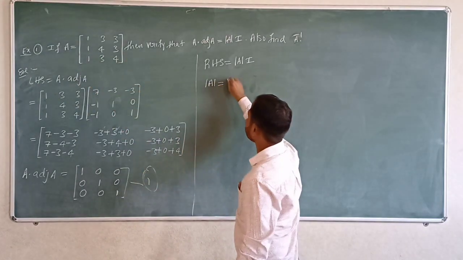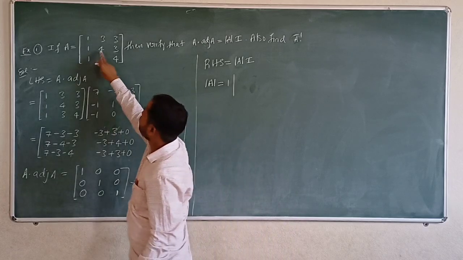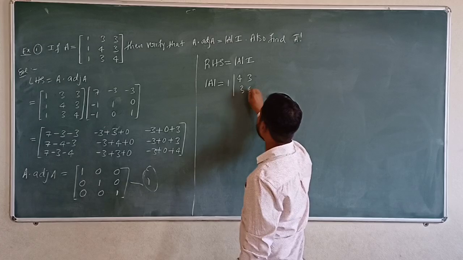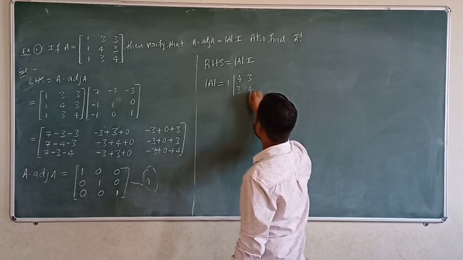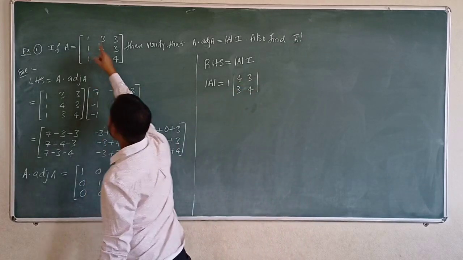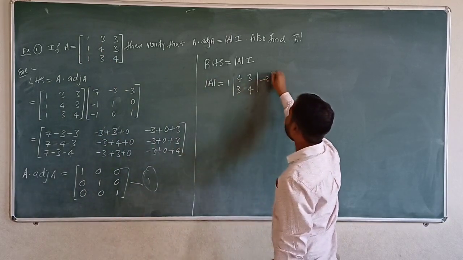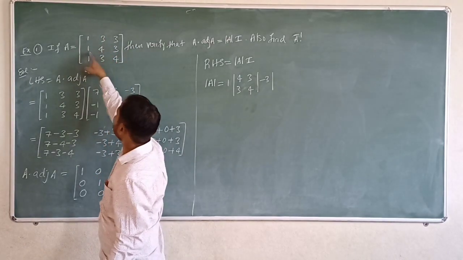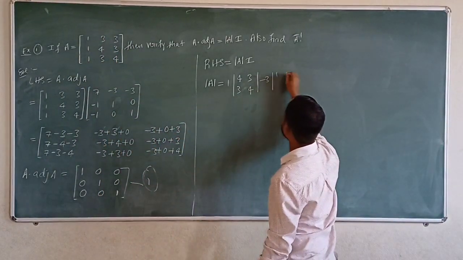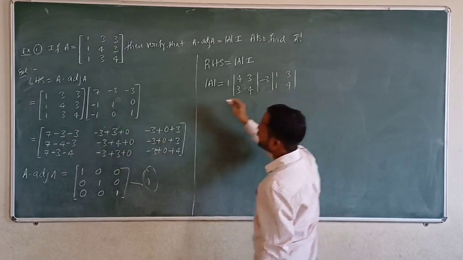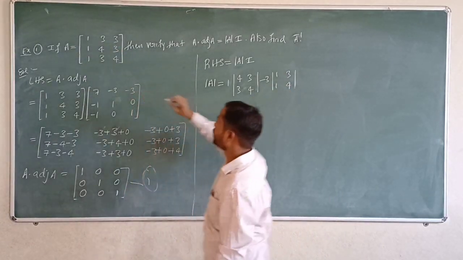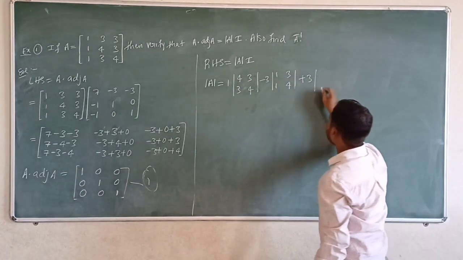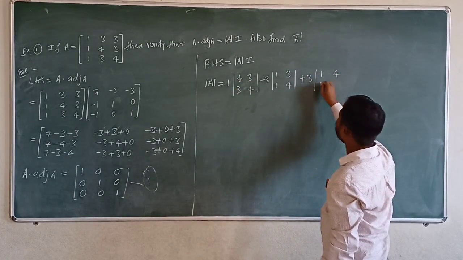Here, first row, first column delete. Then what are the elements there? 4 3 3 4. Now delete the first row's A12 element. A12 element is what here? Minus 3 now. Delete first row, second column: 1 3 1 4. A13 element is plus 3 now. Delete first row, third column. Then the elements are 1 4 1 3 now.